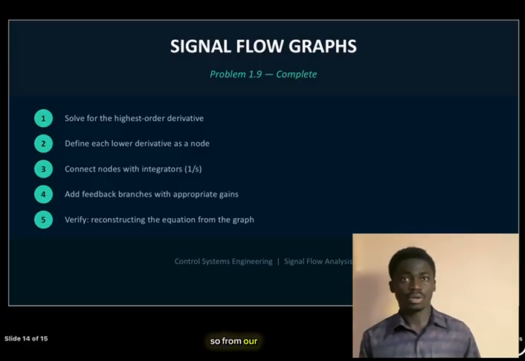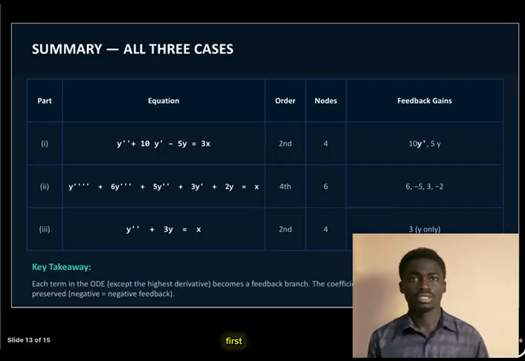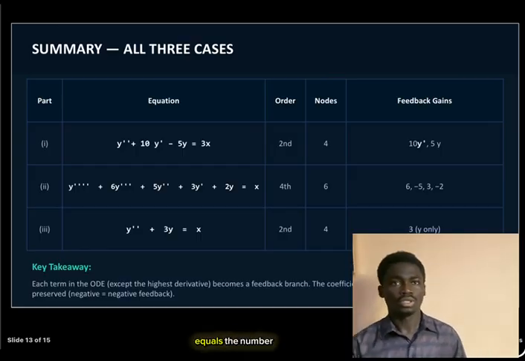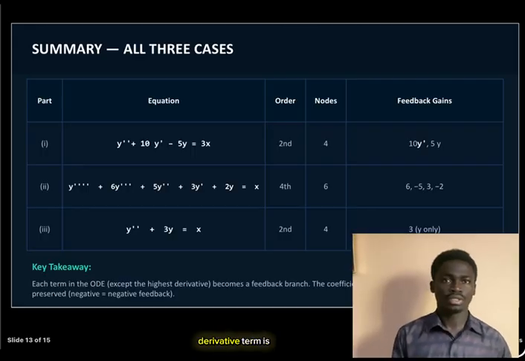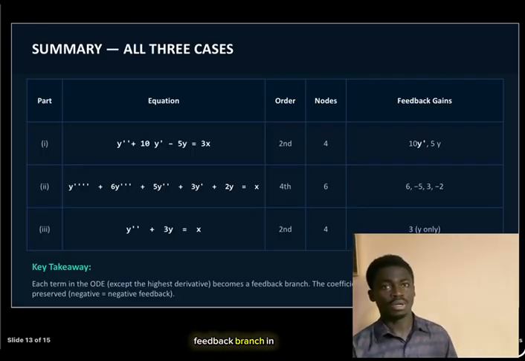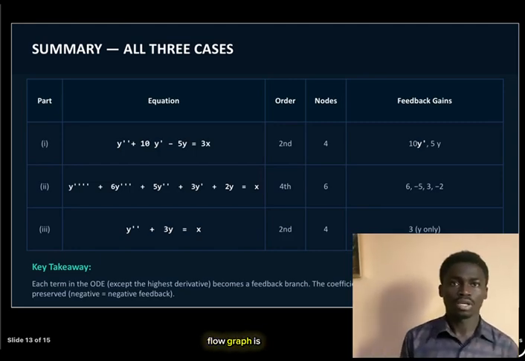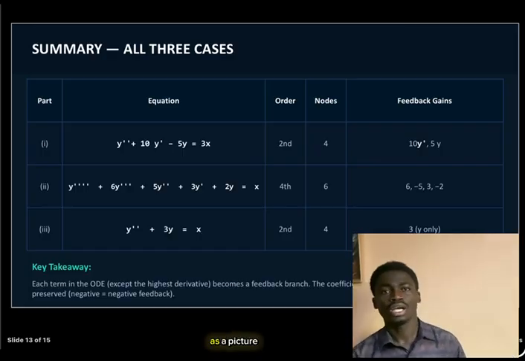So from our 3 examples, we also confirm 3 important observations. First, the order of the differential equation always equals the number of integrators in the graph. Second, a missing derivative term in the equation means a missing feedback branch in the graph. Third, the signal flow graph is not something separate. It is the same equation expressed as a picture.